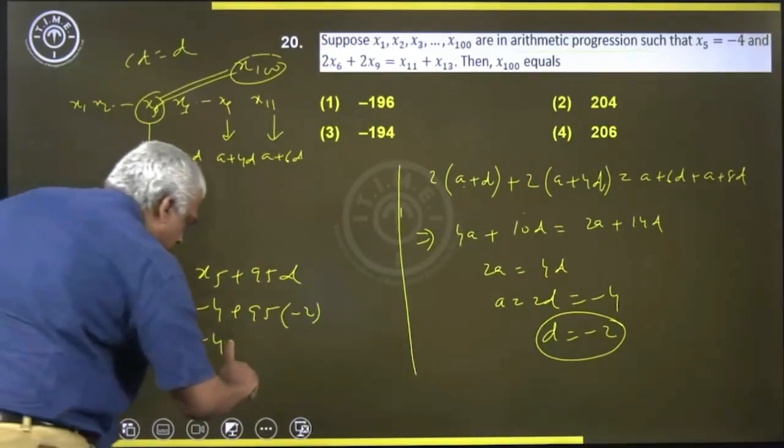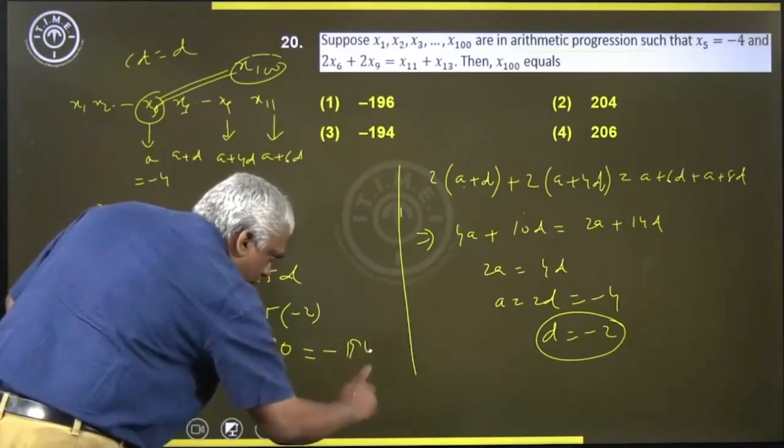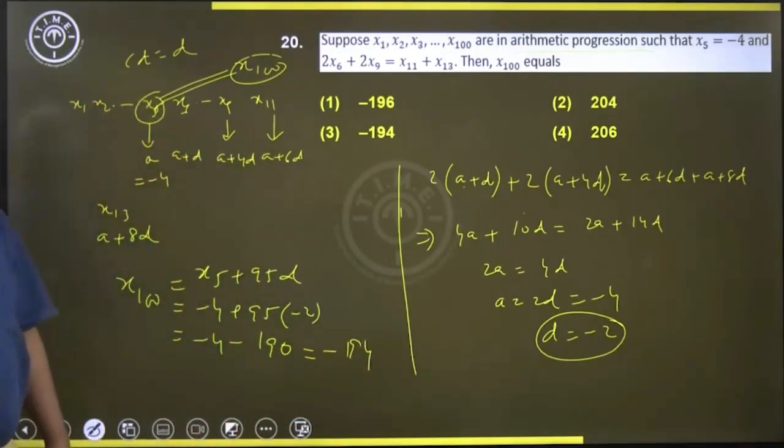So minus 190. So the answer is minus 194. So minus 194 is the answer.